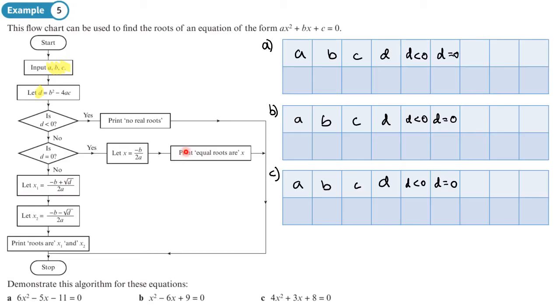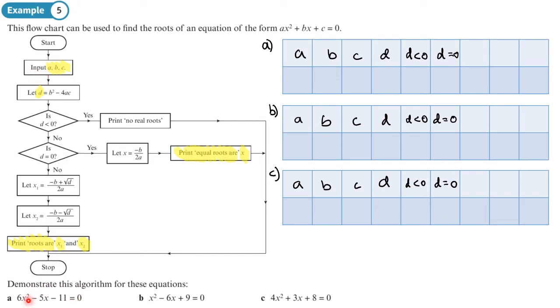Now there's going to be some outputs where it says print. The output could be X, or the output could be X1 and X2. For the moment, I'm going to leave these boxes blank because I don't know whether it's just going to be X or X1 and X2. I'll find that as I go through the question. Right, let's start with the first quadratic then.